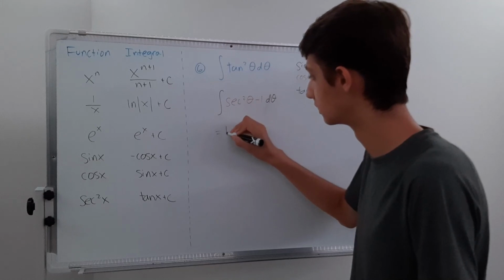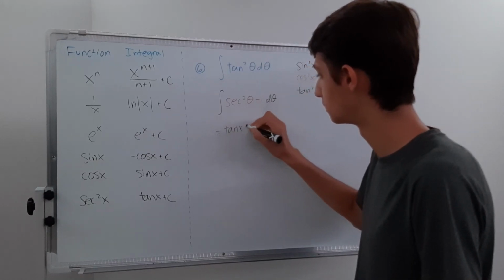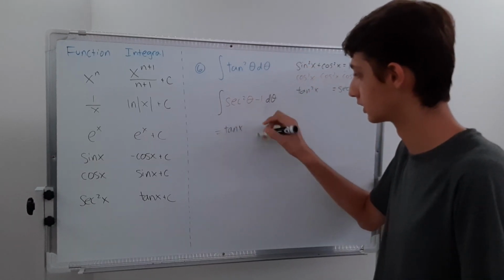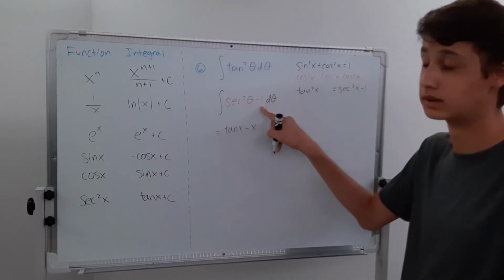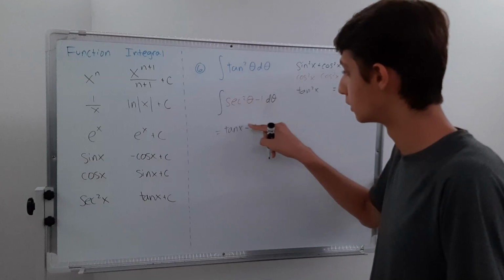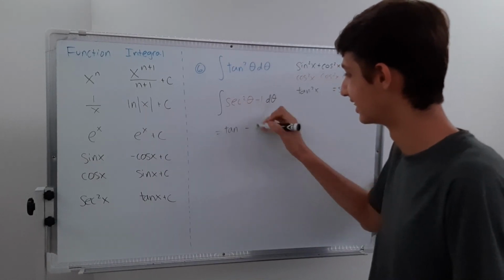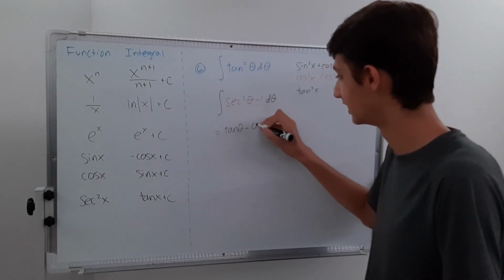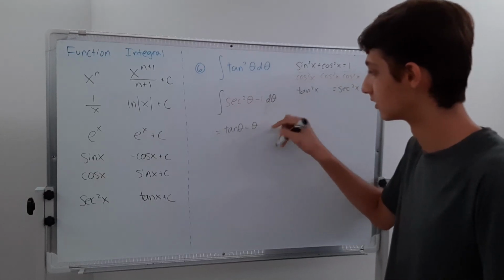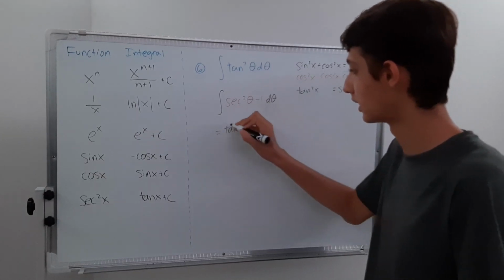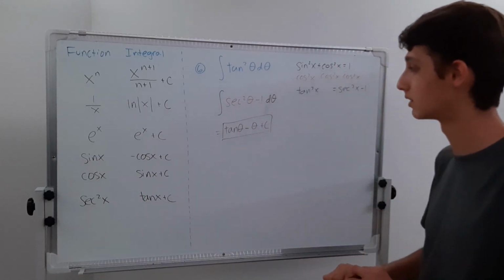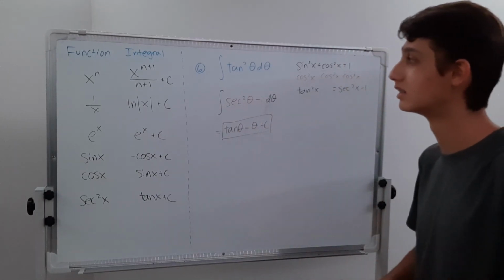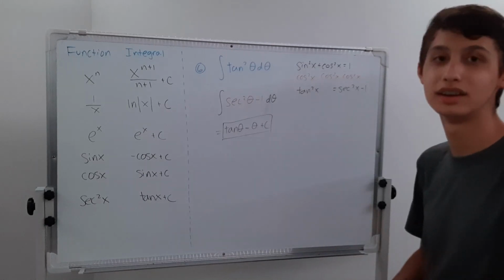It's actually a pretty easy one. This is tangent of x plus, or minus actually, because we're subtracting 1, x, because integral of 1 is x, or no, it's theta. See, you gotta make sure you're using the right variable, and then we're adding a c, and that's our answer. Tangent theta minus theta plus c. That's the answer to tangent squared theta d theta.